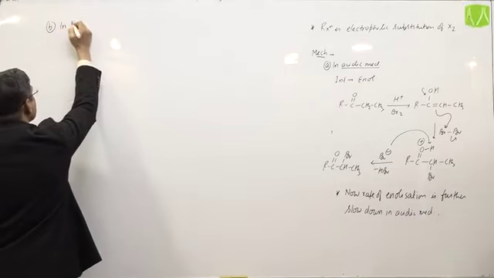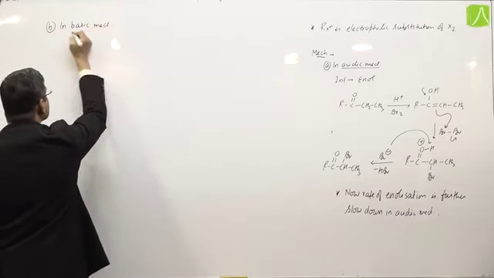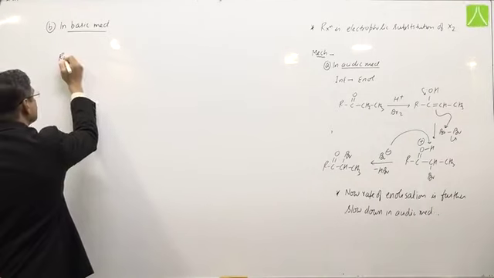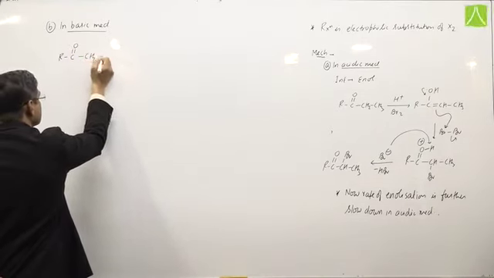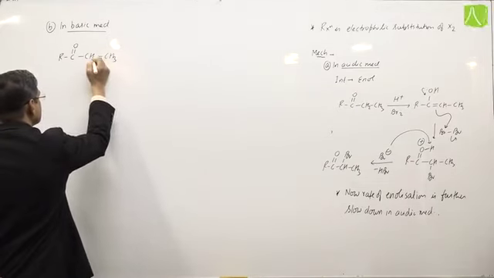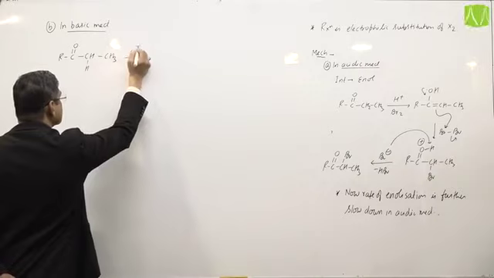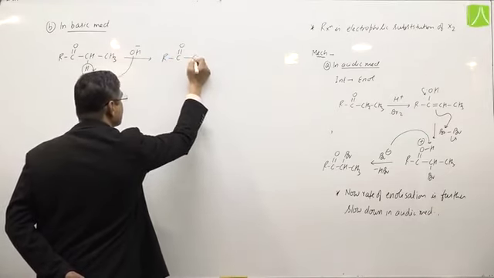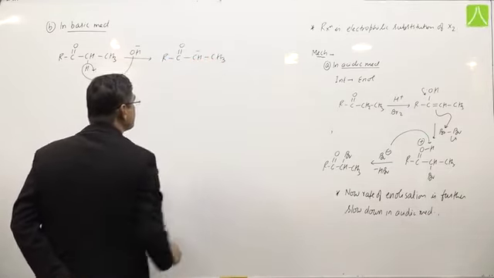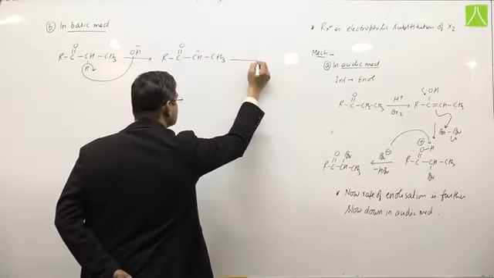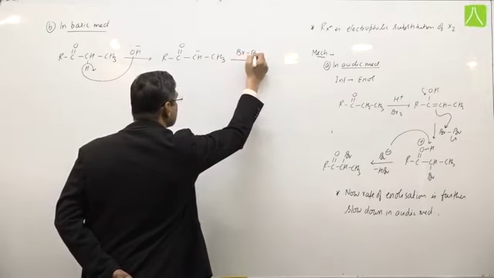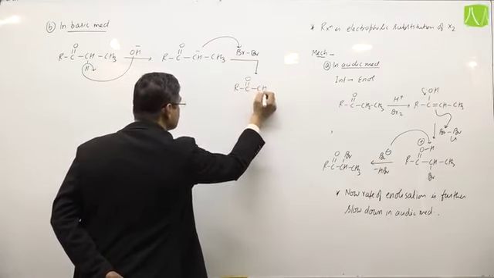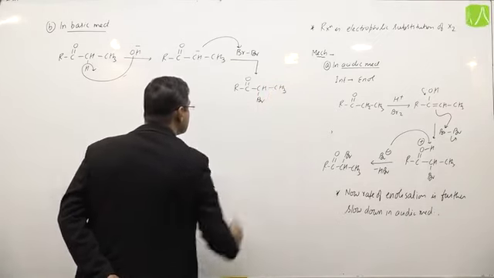Now in basic medium, RCO CH2 CH3. A fast acid-base reaction takes place, so it removes the alpha H. Now on reaction with bromine, RCO CHBr CH3. So one bromination takes place.